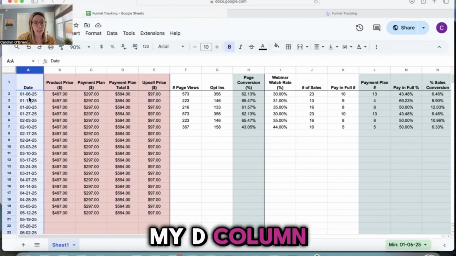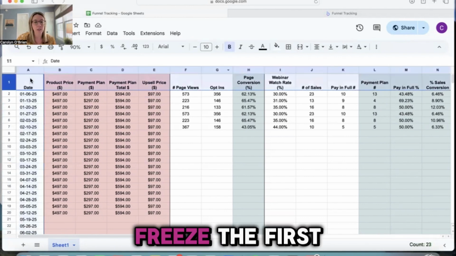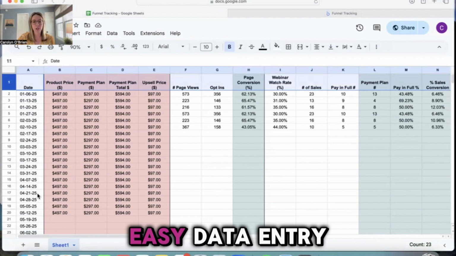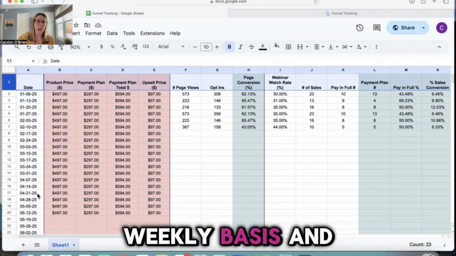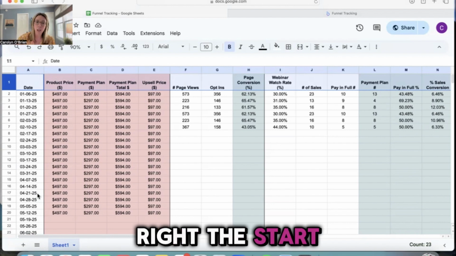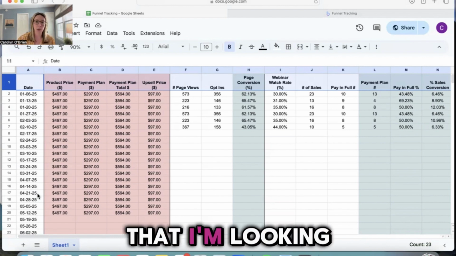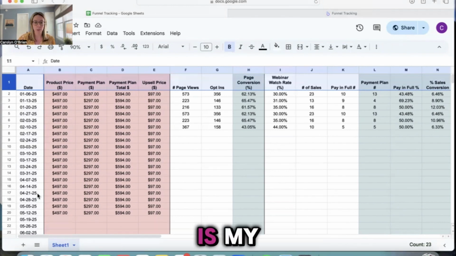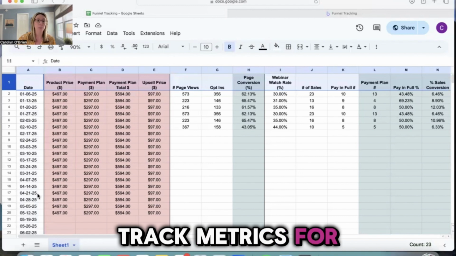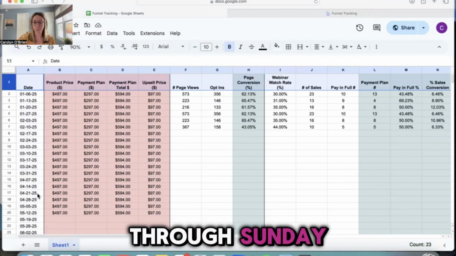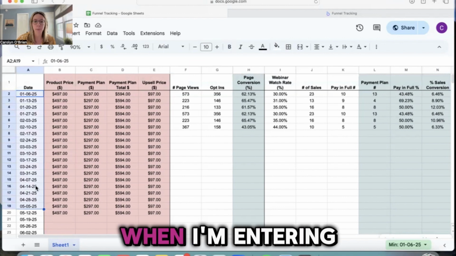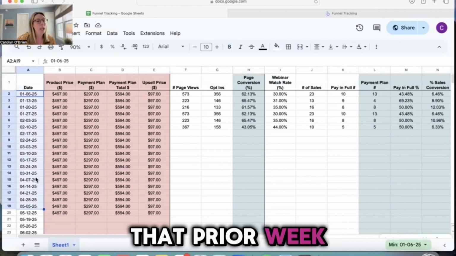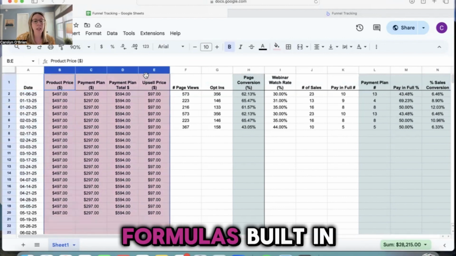So I have my date column here. I tend to freeze the first row and first column for easy data entry. And for an evergreen funnel, I look at numbers on a weekly basis and I look Monday through Sunday, right? The start of the business week, that's going to be the first day that I'm looking at. And each Monday is when I track metrics for the previous Monday through Sunday. And so you can see all of my dates here for each Monday when I'm entering data in for that prior week.